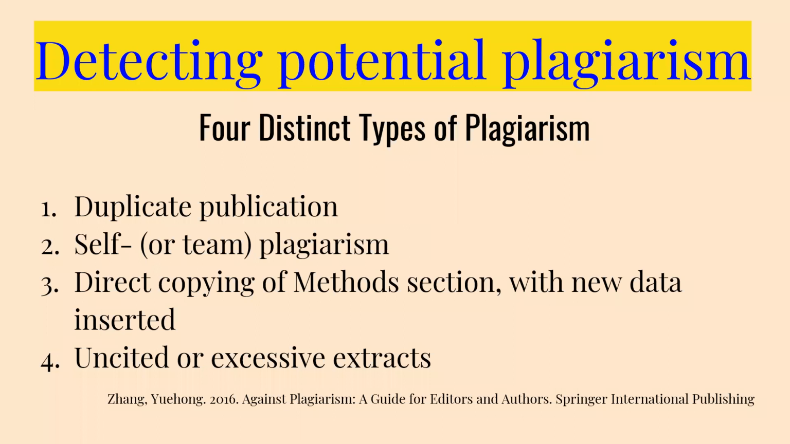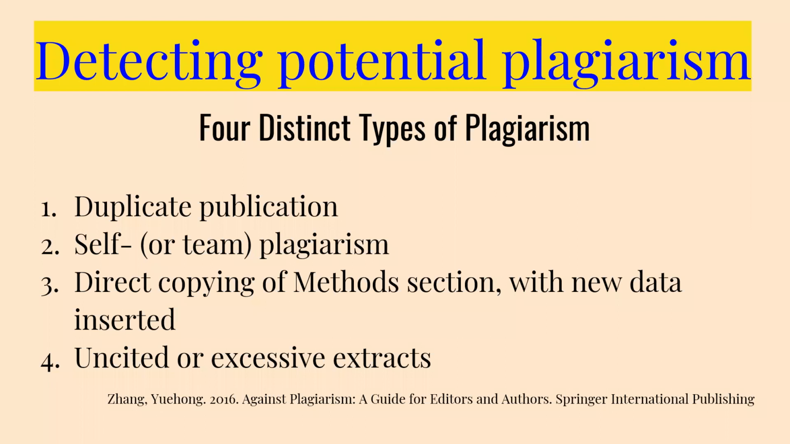In this occasion, I would like to present to you some ways to detect potential plagiarism. In this topic, we are going to talk about four distinct types of plagiarism. The first type is called duplicate publication. The next one is self or team plagiarism. The third one is direct copying of method sections with new data inserted. And the last one is uncited or excessive extracts.